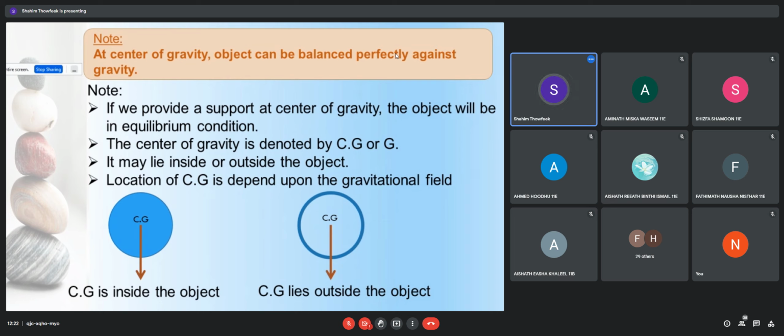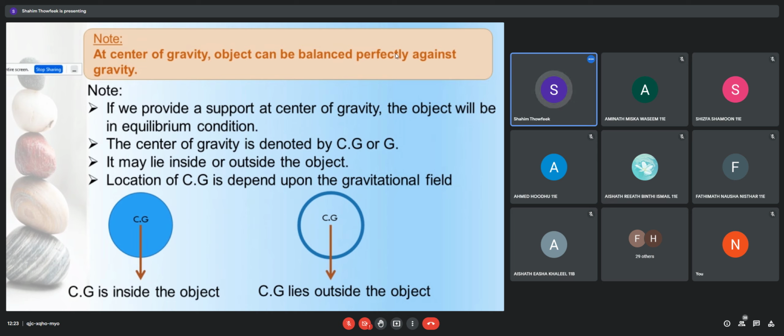The forces are balanced when we keep a support at the center of gravity. All the forces are balanced and the object is in equilibrium condition. Equilibrium means all the forces are balanced. You can describe the condition. Okay. Center of gravity is denoted by CG or G. They will mention whether they are using CG or G.